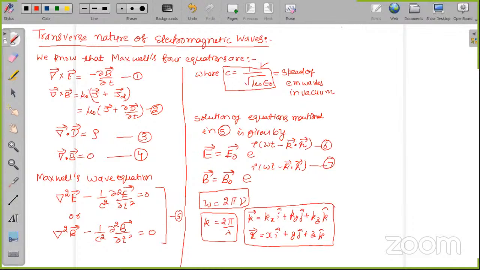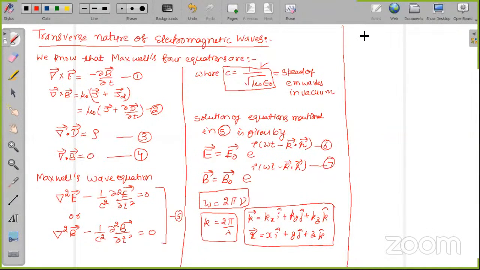Sir, what is written as the solution of equation 5? Show that equations 6 and 7 are true solutions of the equations mentioned in 5. Solutions of the equations mentioned in 5 are given by this.